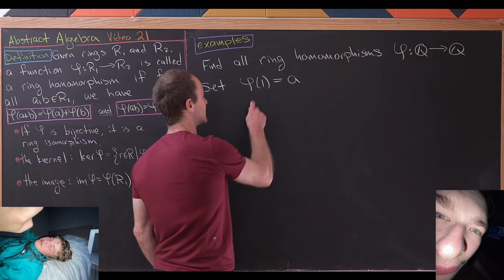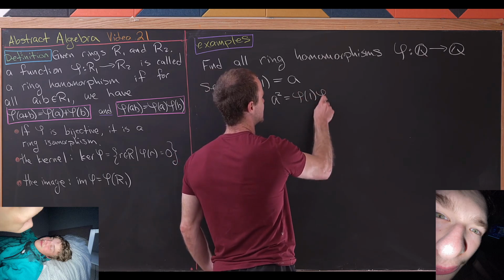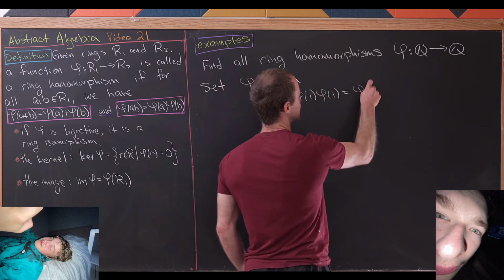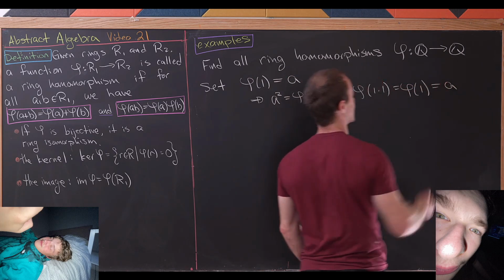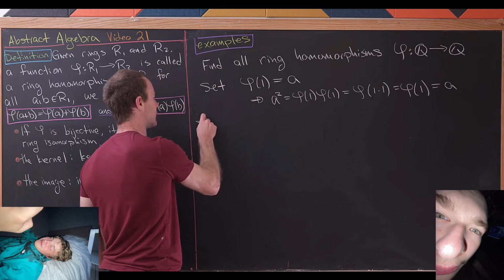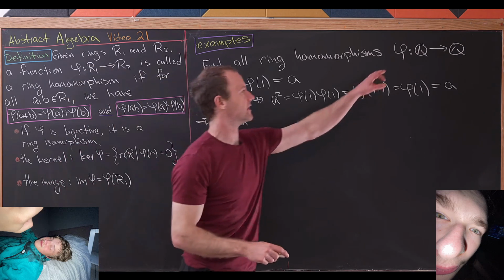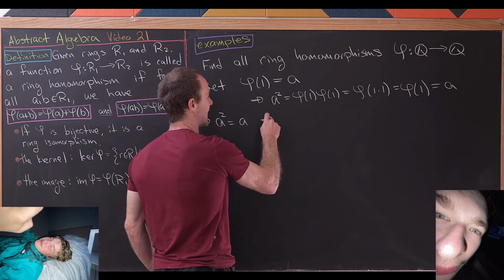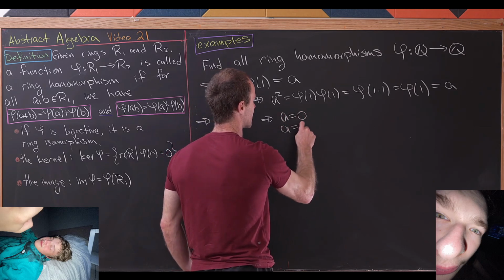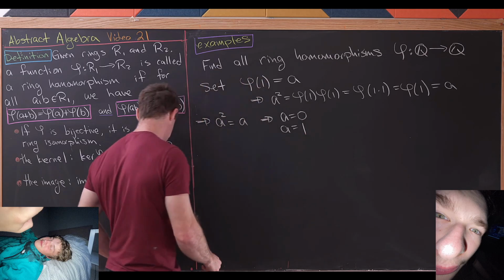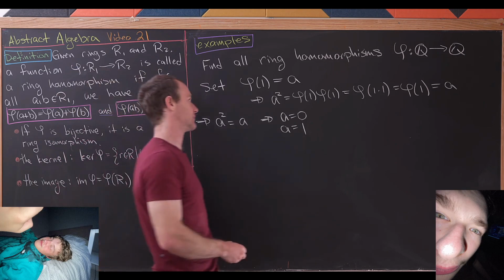Okay, and now let's notice that in this case we have a squared is the same thing as phi of 1 times phi of 1, but that's phi of 1 times 1, but that's phi of 1, but phi of 1 is a. So just like before, that gives us the equation a squared equals a. But we know in the rational numbers, that only has two solutions. a is equal to 0 or a is equal to 1. Now, in some other places, that might have more solutions, as we'll see in our next example.